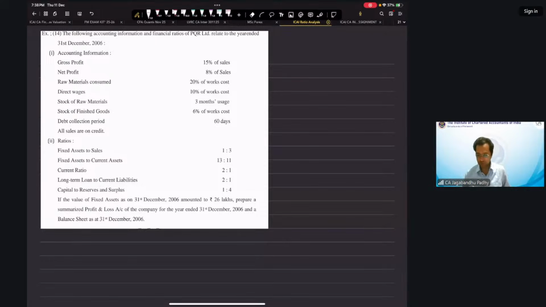So we have this question wherein we are supposed to prepare the P&L as well as the balance sheet. Now, let me just do it in a bit different way. I'll prepare the format of balance sheet and P&L for you, and you're supposed to fill up the values. So let me just give you the format.